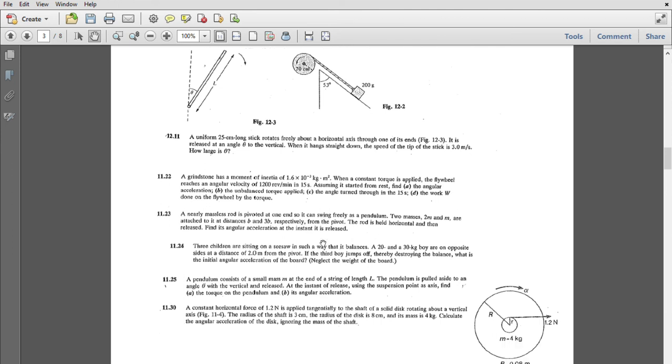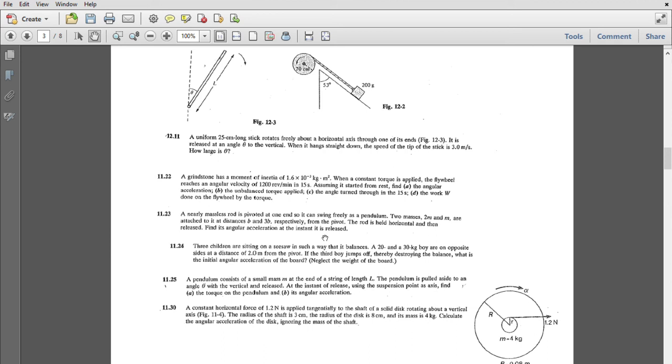Okay, 1123, a nearly massless rod is pivoted at one end so it can swing freely as a pendulum. Two masses, 2m and m, are attached to it at distances b and 3b respectively from the pivot. The rod is held horizontal and then released. Find its angular acceleration the instant it's released. So we're going to do torque net equals I alpha. We need to figure out where the center of mass is on this.